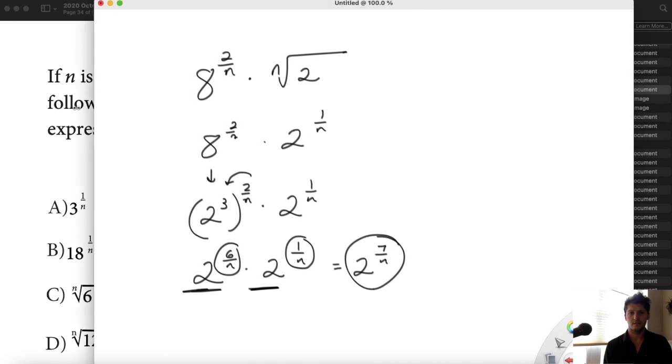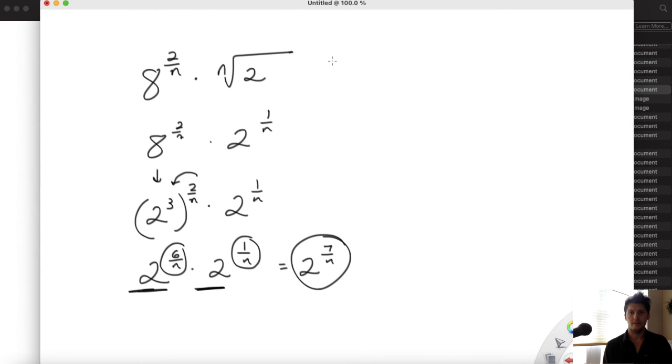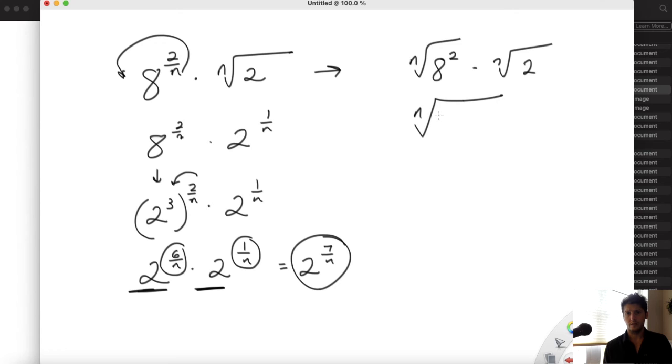I could say this is the nth root of 8 squared, that is just me moving this n out, times the nth root of 2. And then I could say that's the nth root of 64 times 2, which is equal to the nth root of 128.